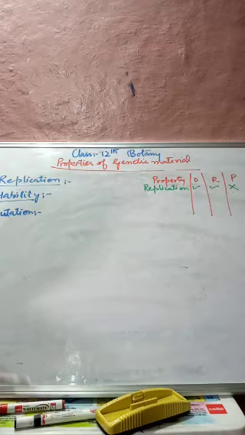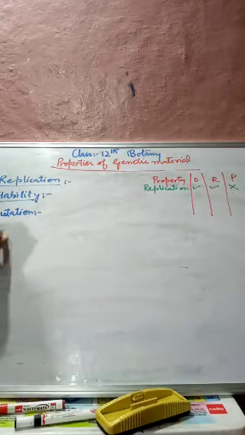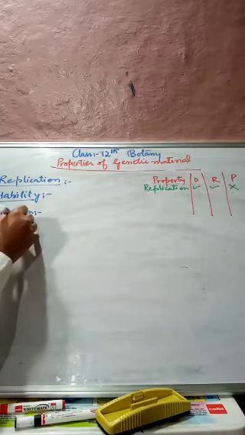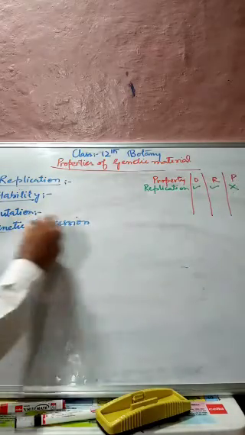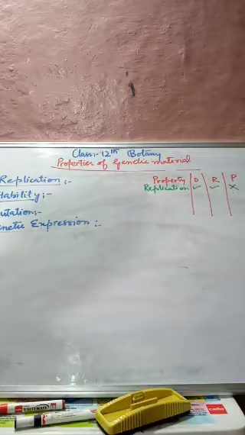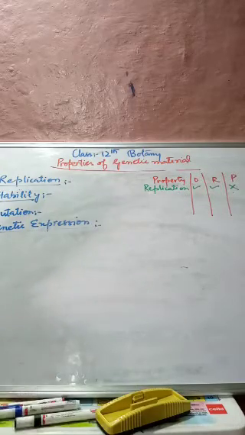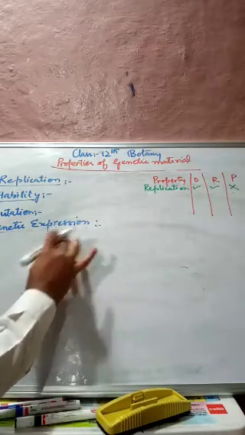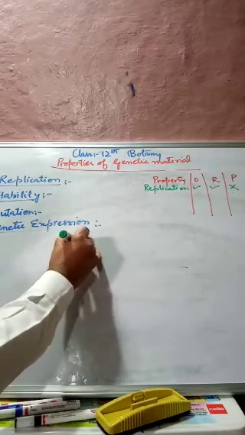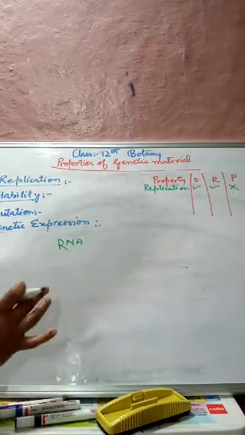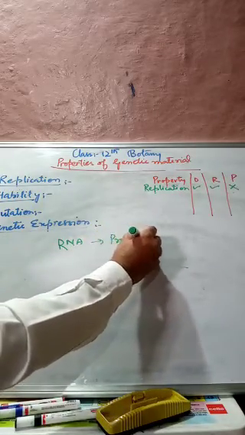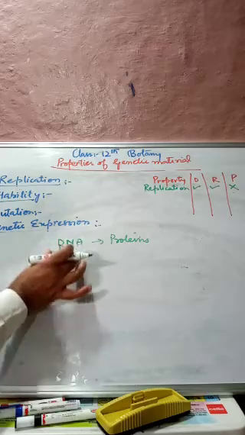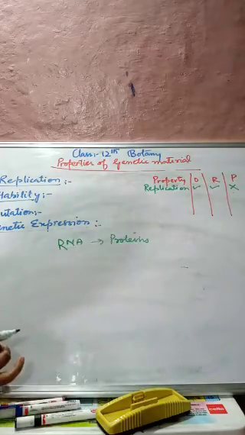Fourth, genetic expression in organisms. We have this RNA. RNA expresses itself easily, the characters in the form of proteins.